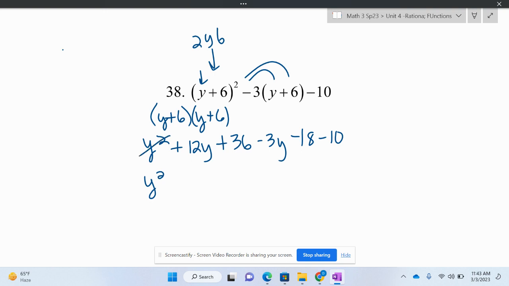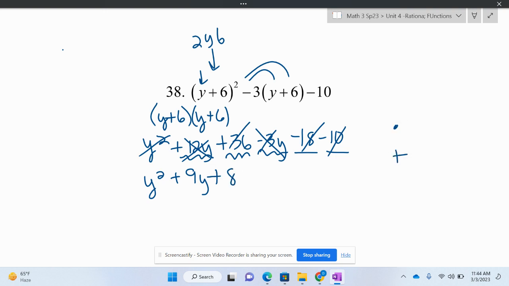Now let's combine all our y's. I have a positive 12 and a -3. Positive 12 and -3 equal positive 9y. Then I have a positive 36. I'm going to get rid of these. Positive 36 and a -18. 36 take away 18 is 18, minus 10 more is plus 8.